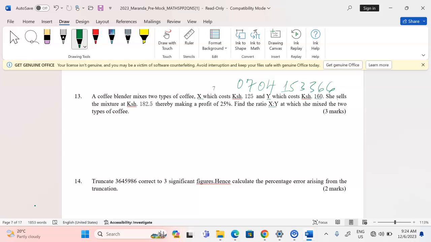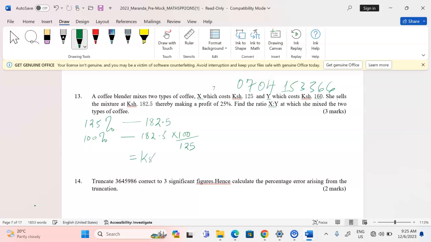What you should know is that the sale of the mixture at 182.5, making 25% profit, means that there is the cost price of this mixture, and that means 125% is 182.5 Kenya shillings. That means there is 100% now the cost of this mixture. That is going to be 182.5 multiplied by 100 out of 125.